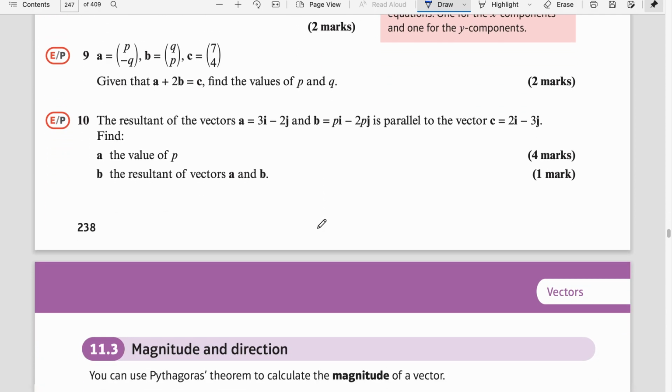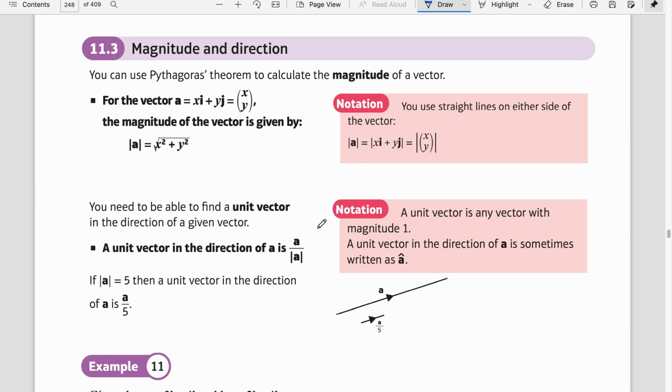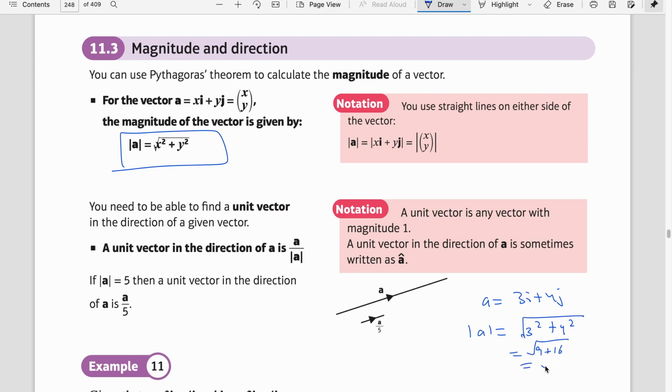Okay, let's see what do we have. Magnitude and direction, these are the simple things. Magnitude is straight away Pythagoras theorem. If you have A equals 3i plus 4j, magnitude of A would be the square root of 3 squared plus 4 squared, which is the square root of 9 plus 16, square root of 25, and that's 5.